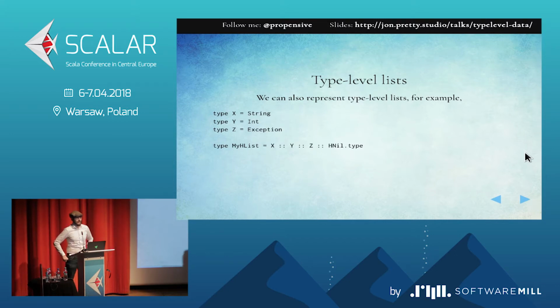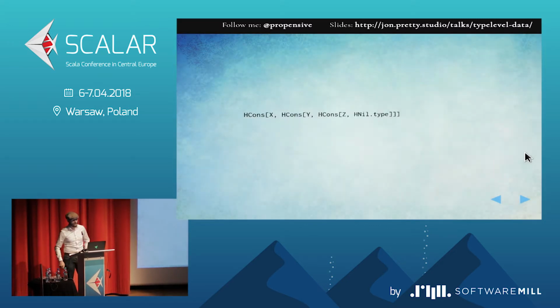How many people here have not used HLists? So you've all used HLists. Sorry, I'll explain them anyway. So we have an HList which will join three types, X, Y, and Z, together into a type that represents a list of types. So we've gone from a value representing a list of values to a type representing a list of types. That is an HList.